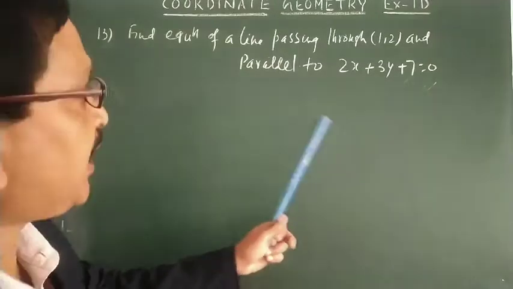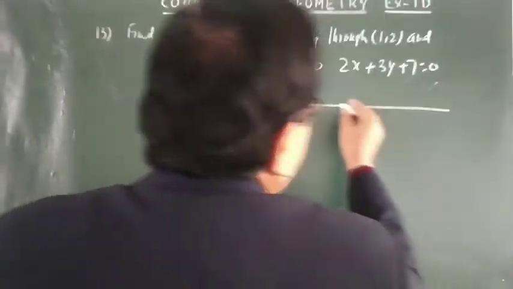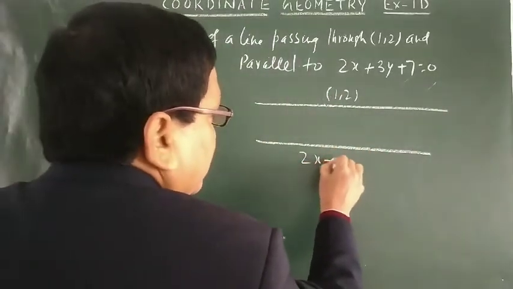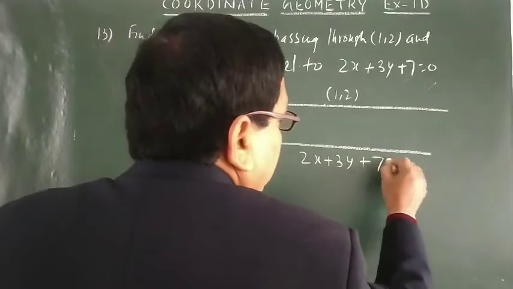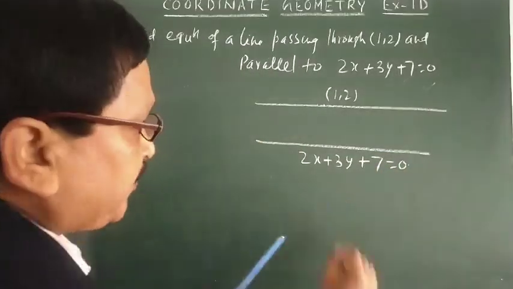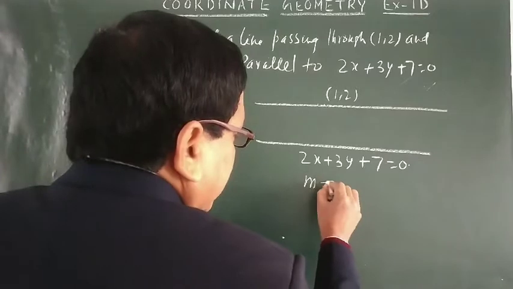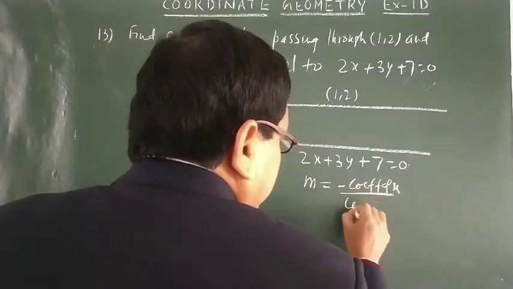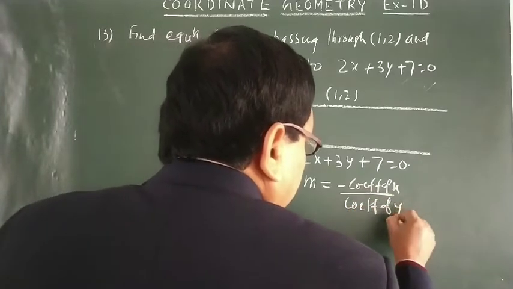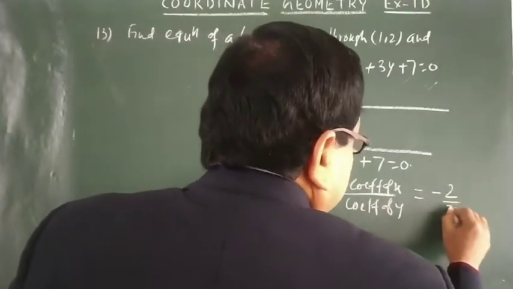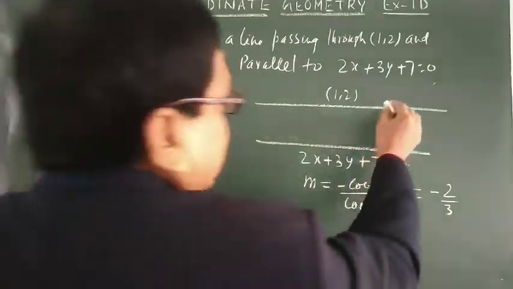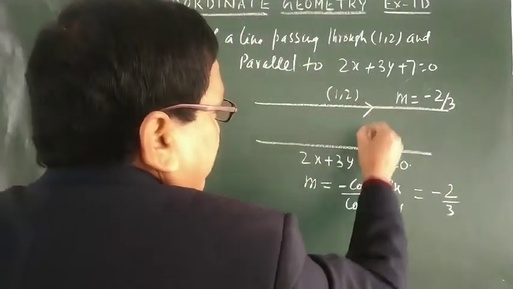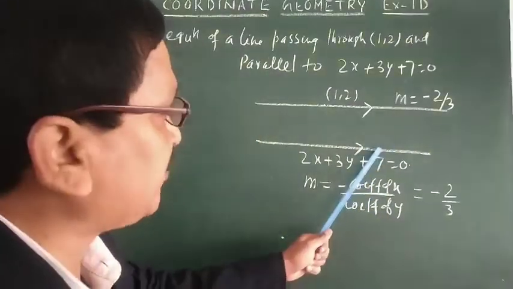Now, this is the line passing through (1, 2) and parallel to this. We get the slope of this line, m, as negative of the coefficient of x by the coefficient of y, which is minus 2 by 3. So the slope of this line is also minus 2 by 3, because the slopes of parallel lines are the same. इसका slope इसके slope के बराबर हो जाएगा.